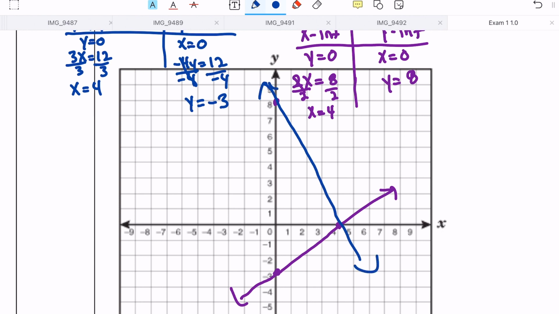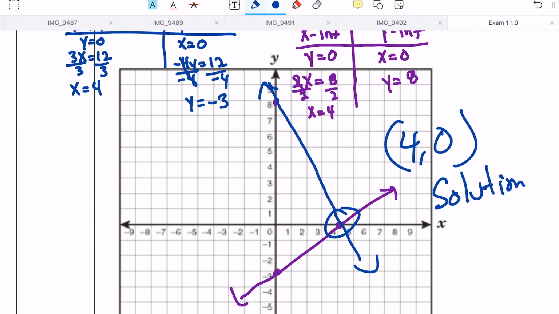Okay, and we see that the intersecting point is right here. So you have to say the solution is (4, 0).